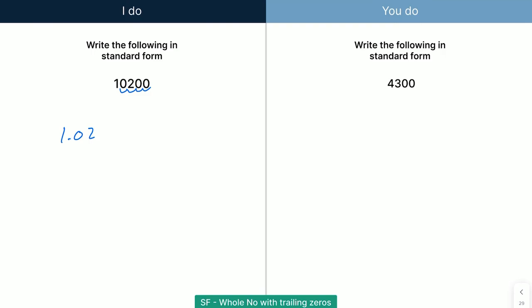The only zeros you don't include are the trailing zeros, okay? They're the zeros at the end. You still keep the 0 in, okay? And how many times did you hop? 4 times. And again, same with this. We hopped 3 times.